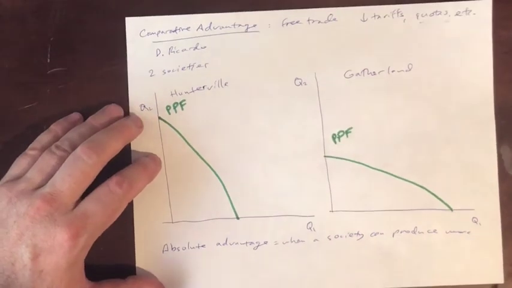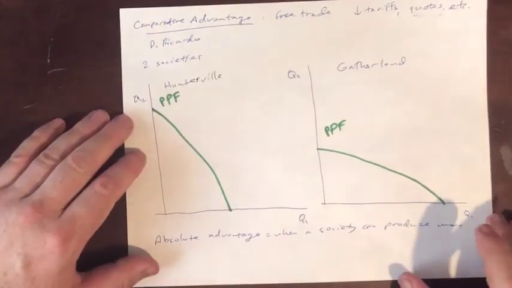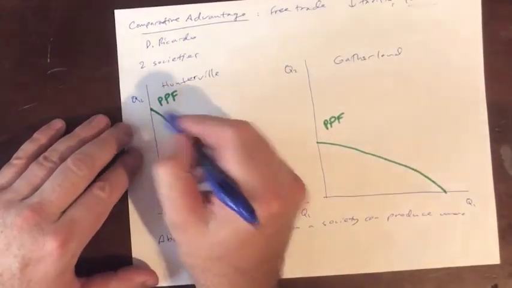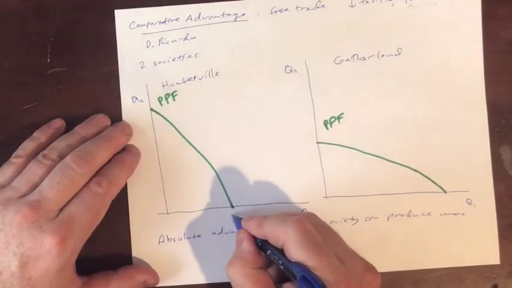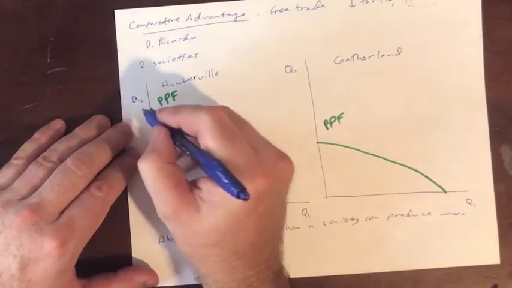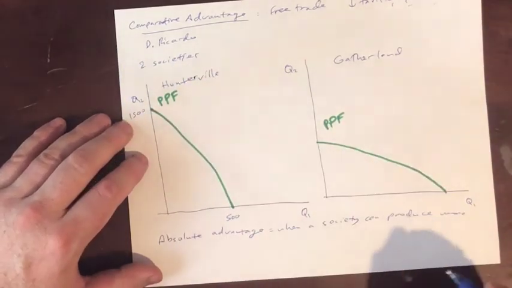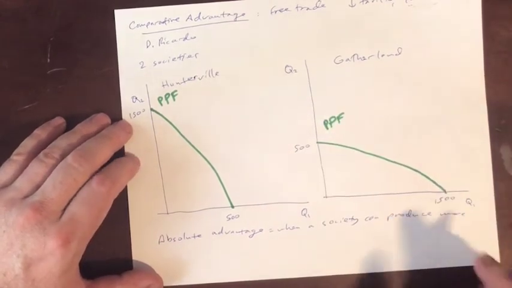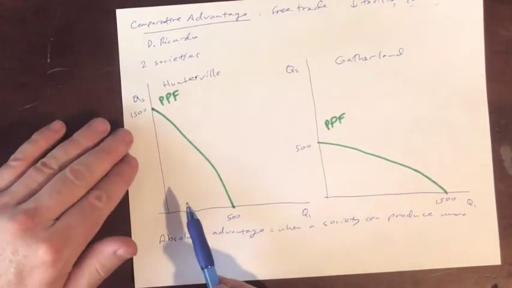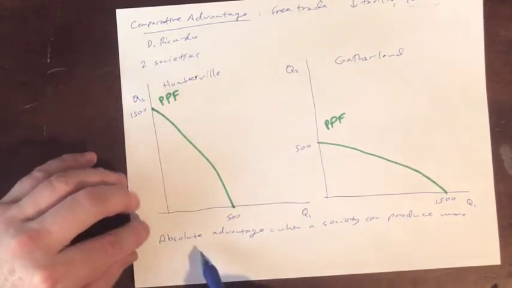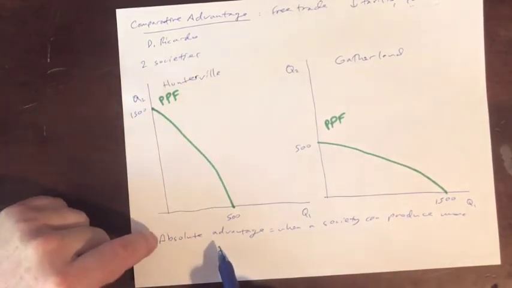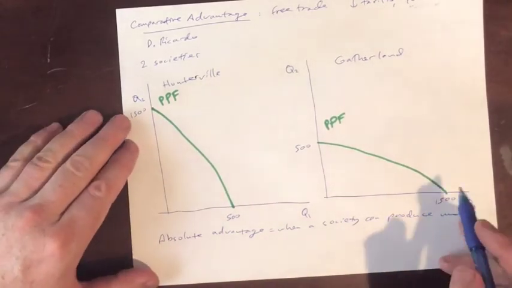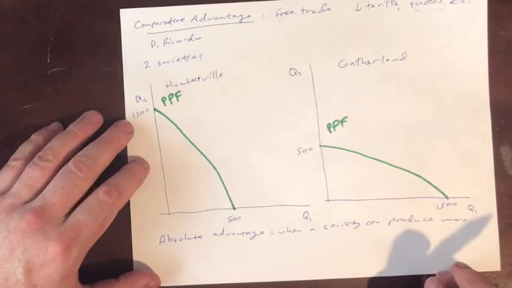Can produce a lot more. All right. Now let's just put some numbers on this. Let's say that up here we have 500, and up here 1500. Okay, and just reverse that. So we can see each society here has an absolute advantage. They can produce more than the other one. Gatherland can produce a lot more berries. Hunterville can produce a lot more meat.